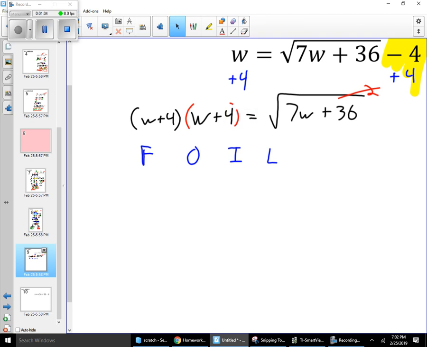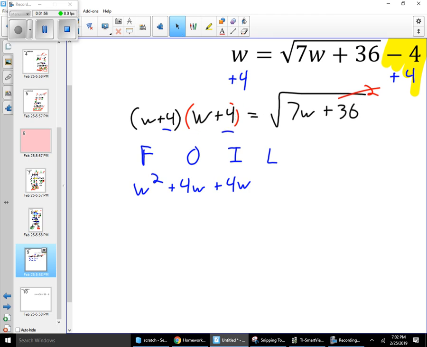All right. So our first two terms are a w and a w. W times w is w squared. Outside terms are w and a 4. W times 4 is 4w. Our inside term will also be the same. 4 times w is 4w. Keep in mind, those are like terms and they will combine. Last but not least, 4 times 4 is 16. We want to keep track of everything on the right-hand side, so there's still a 7w and a 36.